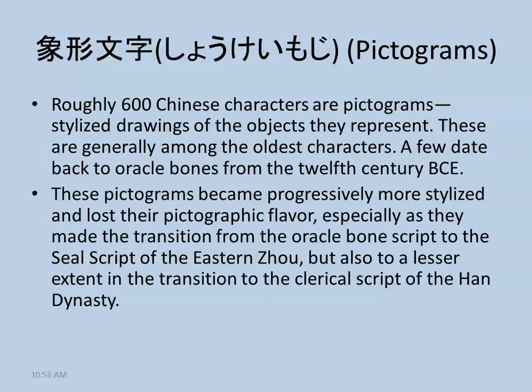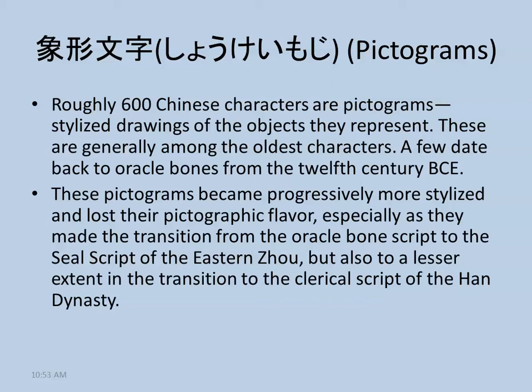These 600 or so characters are the oldest characters, the oldest kanji. They go way, way back to about the 12th century BCE. These pictograms became progressively, over time, more stylized, and I'll show you that on the next slide. And eventually they lost their pictographic flavor, especially as they made the transition from oracle bone script, which we're going to be talking about when we look at calligraphy, to the seal script of the Eastern Zhou, but also to a lesser extent in the transition to the clerical script of the Han Dynasty.